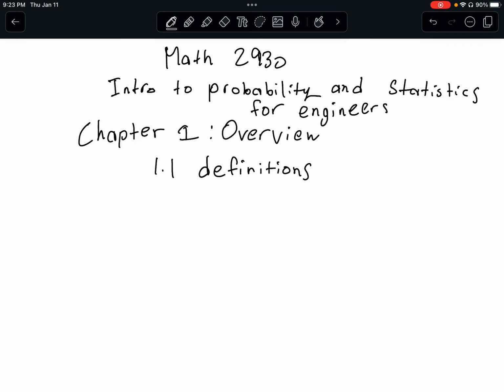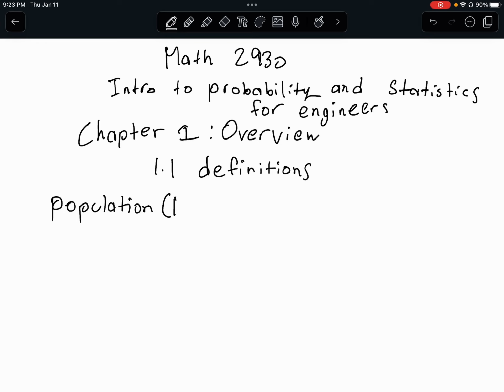So we have to get this out of the way. Today we're going to go over different definitions and different things that are very important for probability and statistics. The first thing we're going to go over is our population.